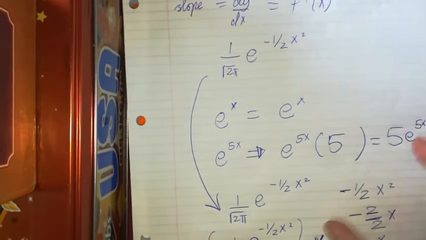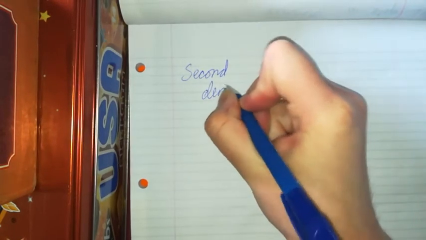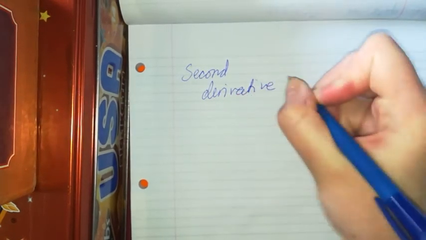And show that the graph has a point of inflection at B. To show that something has a point of inflection, I'm going to have to show that the second derivative is equal to 0 at B. So I'm already after getting the first derivative.